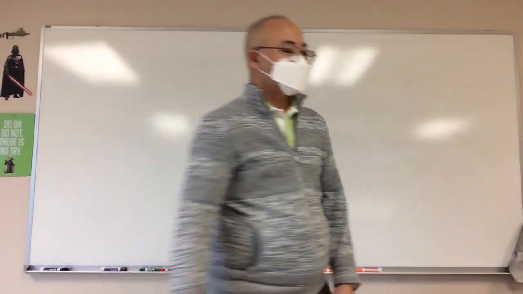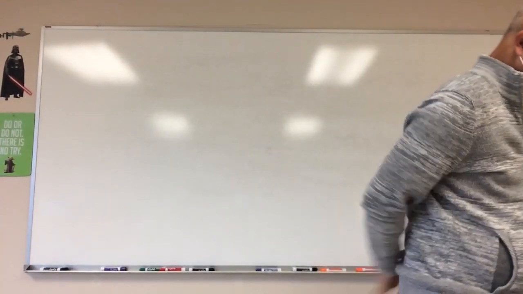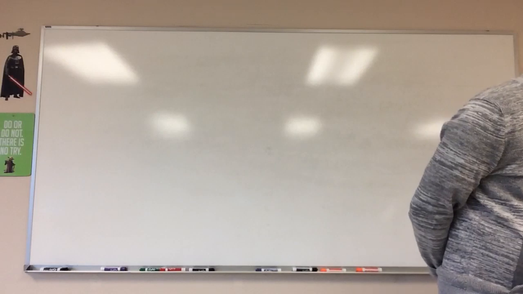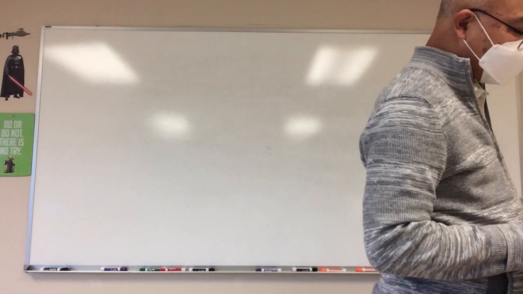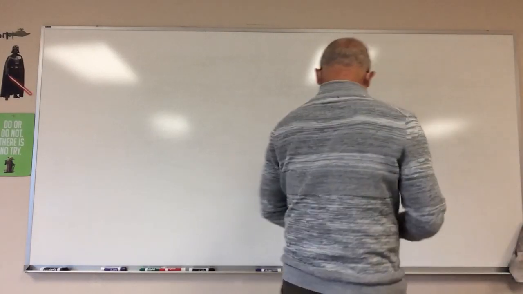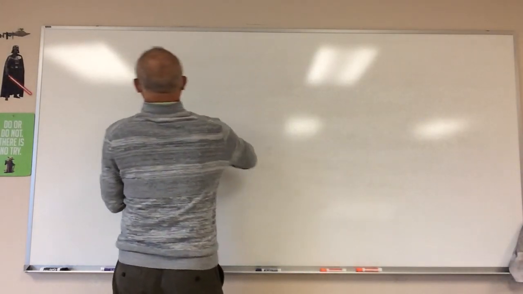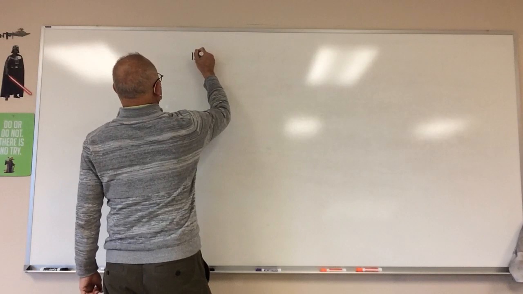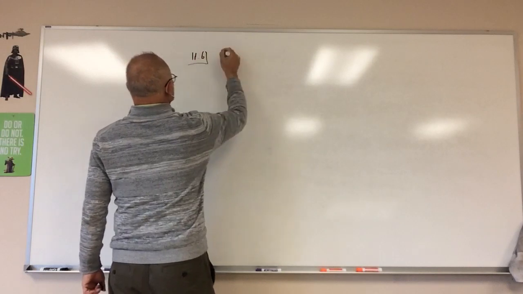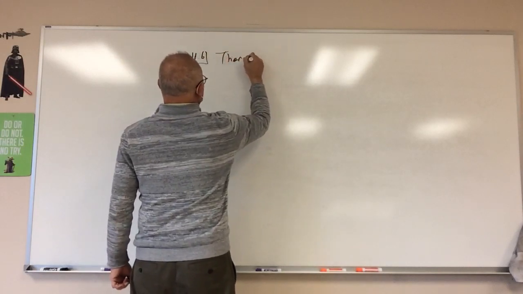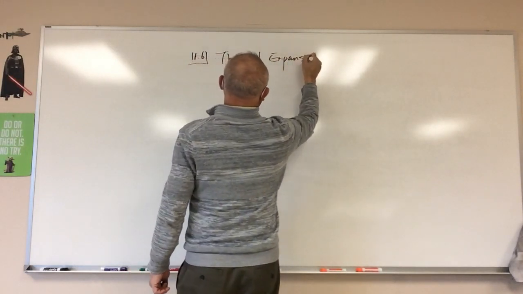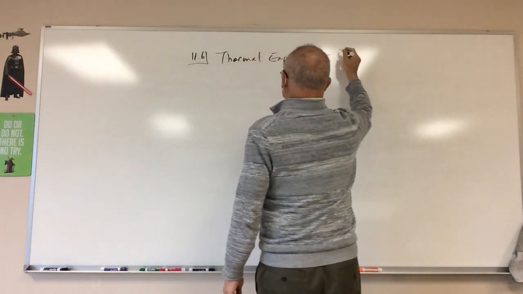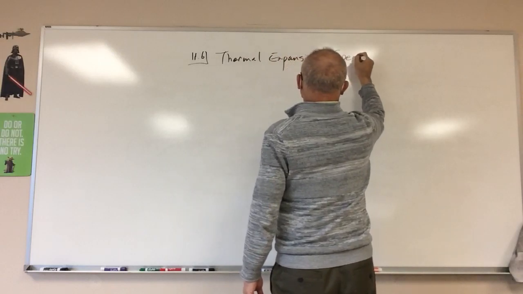Okay, 11.6. So we're going to talk about additional temperature related material properties. Basically, we're going to talk about thermal expansion and specific heat. That's symbol alpha. Thermal expansion and specific heat.